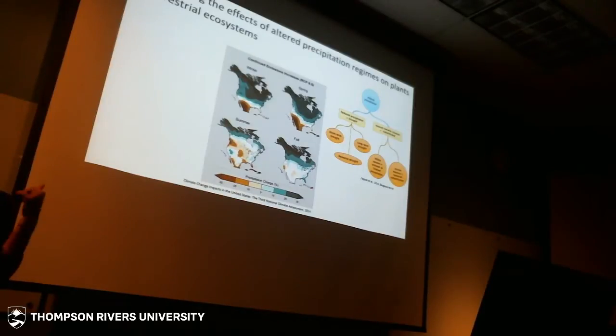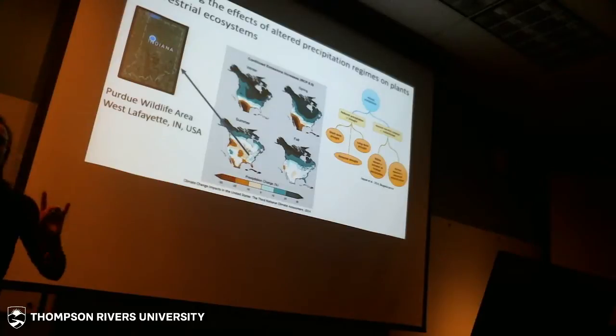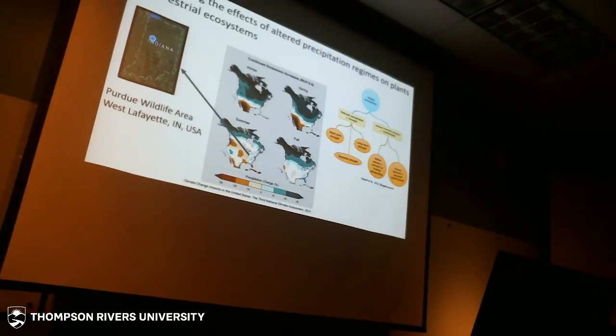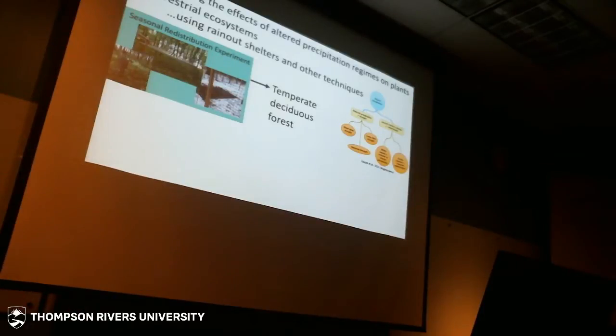The real reason I wanted to show you this was that it's cool, but also to show you where my field site was. I was in Indiana, so that's right about there in this map. Indiana, for some reason, got smudged out in the map. But that is my field site at Purdue Wildlife Area in West Lafayette, Indiana. It is part of the really flat portion of Indiana where a lot of agriculture takes place. Okay, so how do we manipulate precipitation in the field?